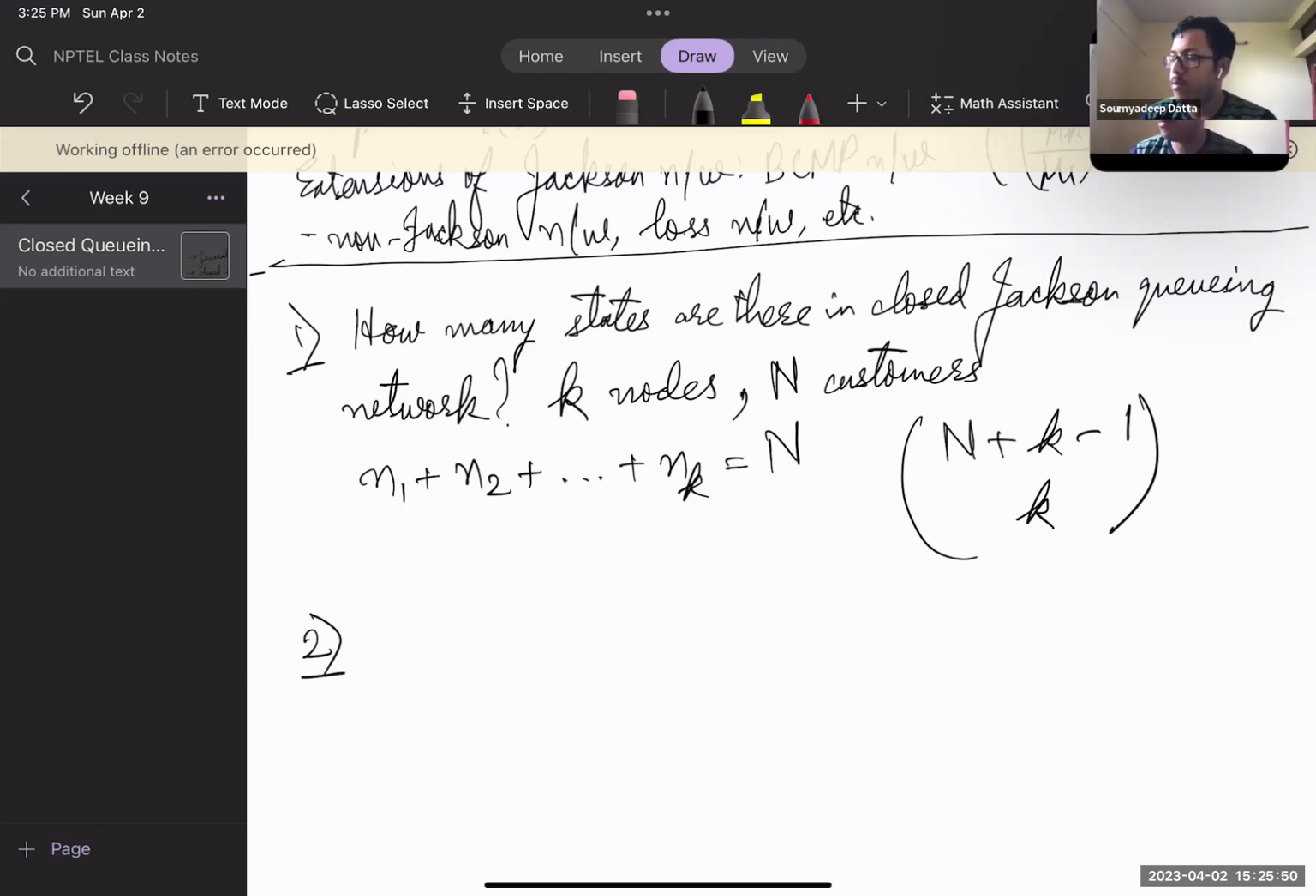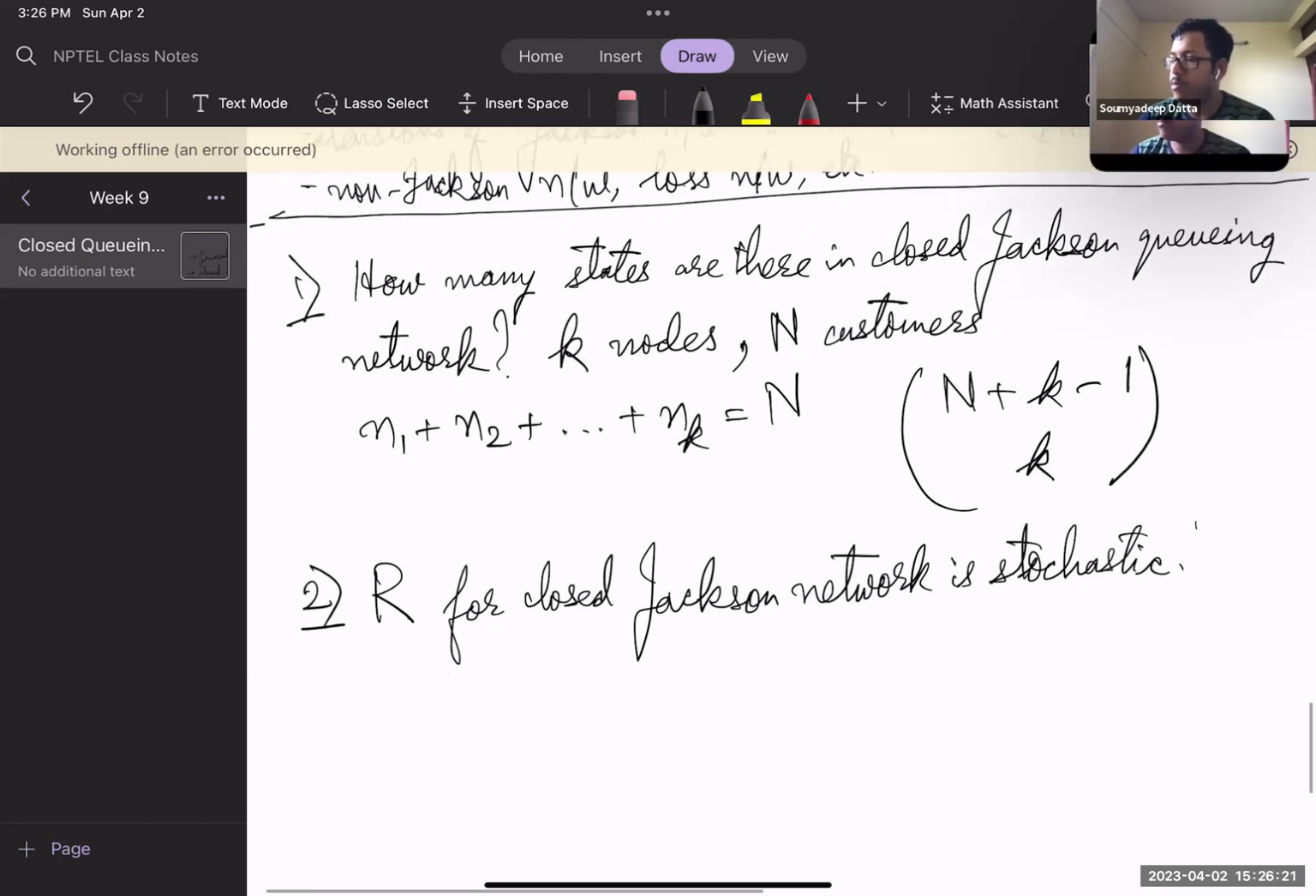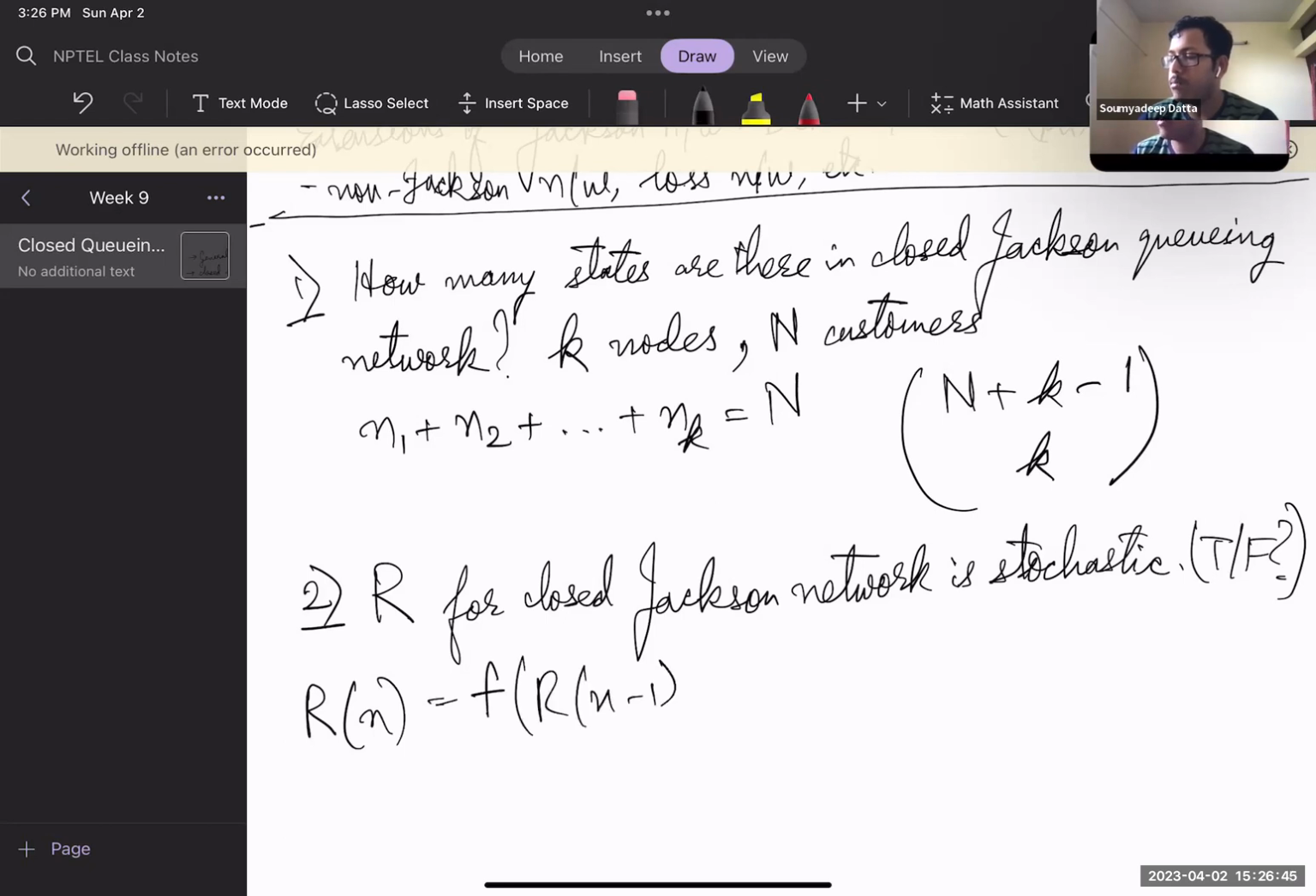So we have the routing matrix R in Jackson networks, right? The question is kind of like a true false question. R for a closed Jackson network is stochastic. So we need to think about this a bit. By stochastic, what we mean is something like R of n should be some function of R of n minus 1, etc. Right?